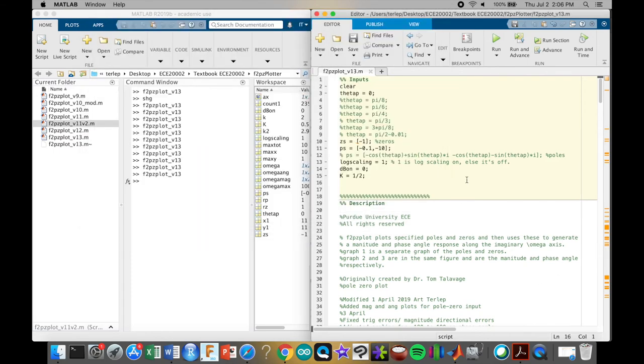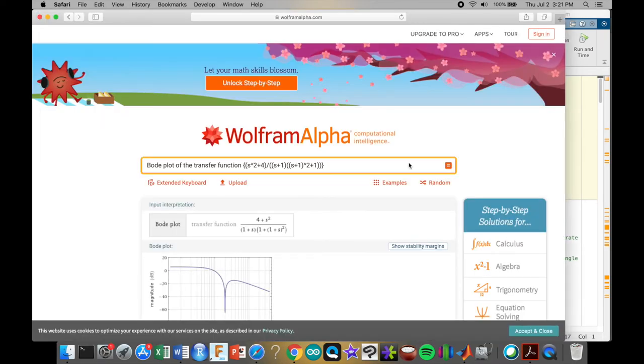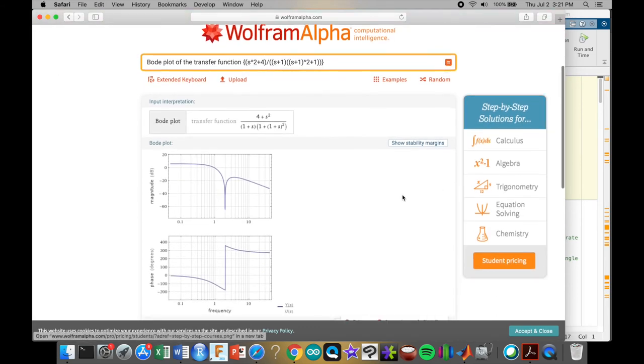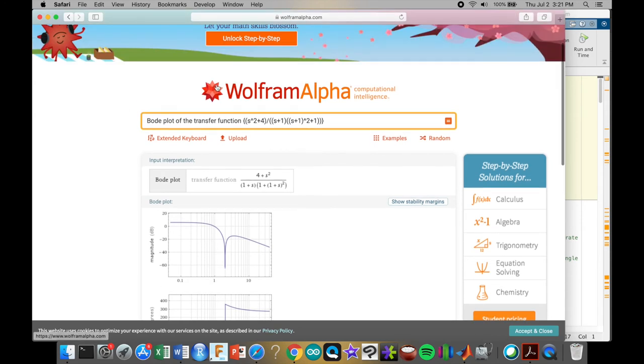All right, so I'm going to jump back to the iPad now and walk you through some of the mechanics of how to actually do the calculations. One other thing I wanted to mention before I ran off on you: on the computer, you can go to Wolfram Alpha, plop in this function, and just write Bode plot of the transfer function. Make sure you keep track of those parentheses. They're important, but it'll show you what function you're trying to do the Bode plot for.